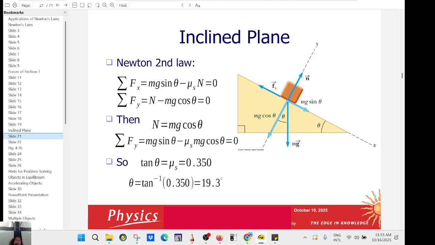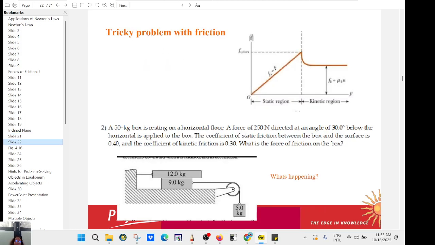Okay, here they show you the math. Now, you don't want to do that. Any questions?